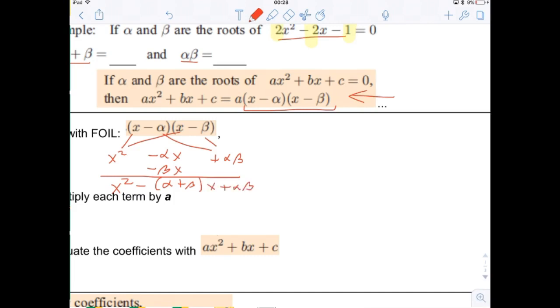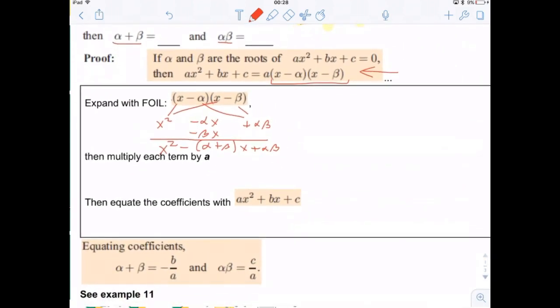Okay, and just from looking at this, I can already see some of what I was looking for. I was looking for alpha plus beta, there it is. I was looking for alpha beta, and there it is. So I can already see where these relationships are going to appear in the standard form. Now I'm going to multiply each term by a. So I'm going to get ax squared minus a alpha plus beta x plus a alpha beta. And you don't know you're supposed to multiply by a, except that I'm telling you to multiply by a, so that's why you know, okay? So don't say, well, how was I supposed to know to multiply by a?